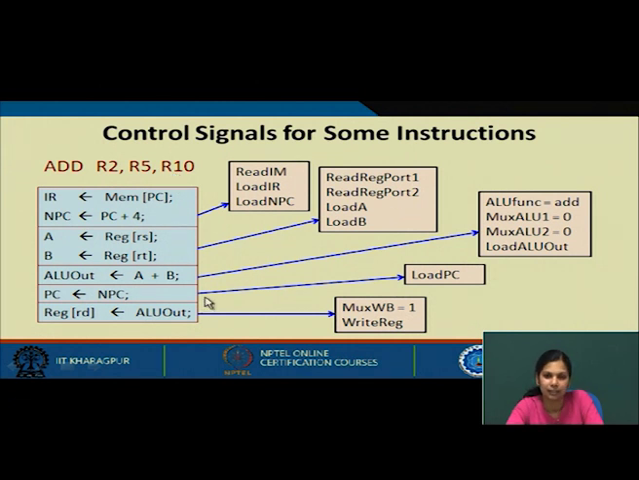Now here the memory operation is performed, this is the mem phase. In the mem phase, the memory operation is performed, and in this phase we load PC. So PC is loaded with the new value of the NPC. And finally in the write back phase, the output of ALU that was present will be written to R2. In this, mux WB will be set to 1 and write to the register. Write reg will write the output value into the destination register.